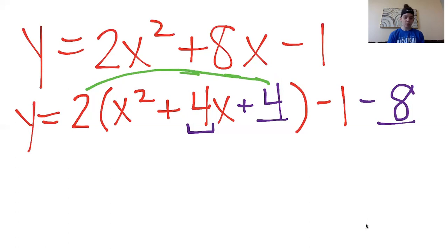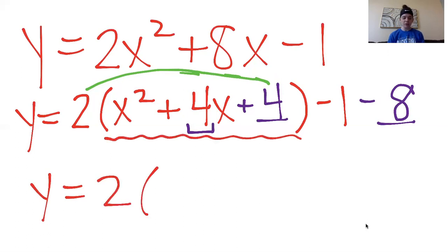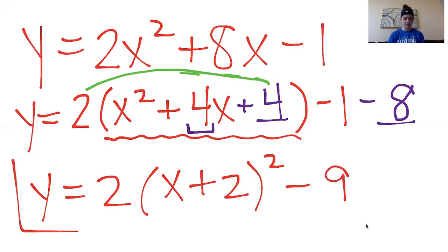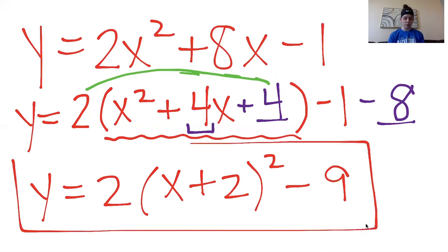When we rewrite this, we have the 2 that we factored out, and our perfect square trinomial, x squared plus 4x plus 4, is going to factor to x plus 2, the quantity squared. Then we have minus 1 minus 8 for minus 9. And there is the standard form of our quadratic.